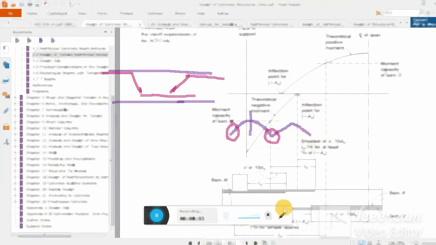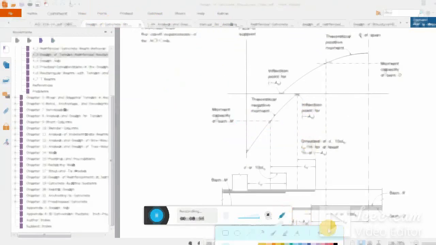Clear? So here basically you see the inflection point. Clear? Inflection point. You see, this point is basically called the theoretical cutoff point. Now, the theoretical cutoff point is, you can say, that point beyond which we have to extend the bar to gain its development length.